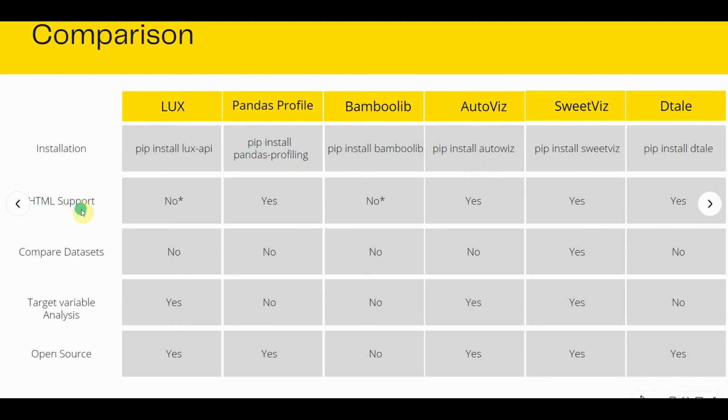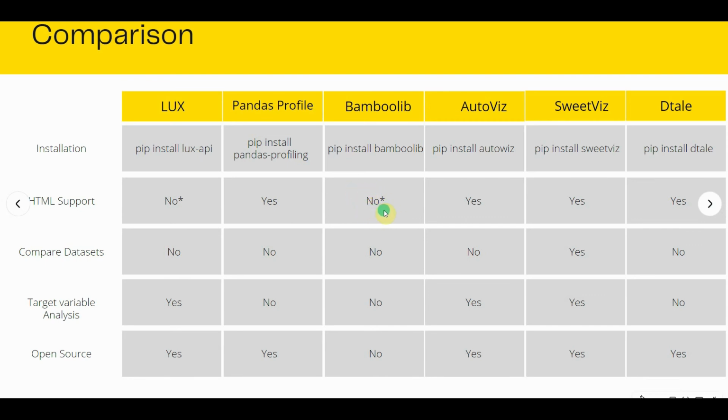HTML support, I would say we don't have full-fledged HTML support for Lux. We can definitely get one of the output graphs from the whole visualization, but we cannot export the whole analysis or the whole report into HTML, which we can do for Pandas Profiling. We can't do it for Bamboolib, for reasons that are quite the same.